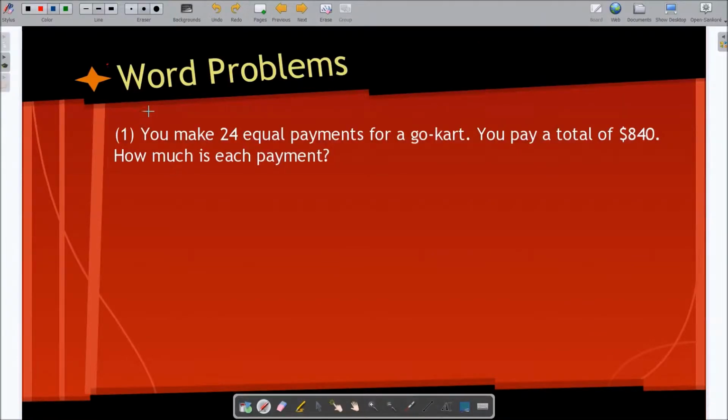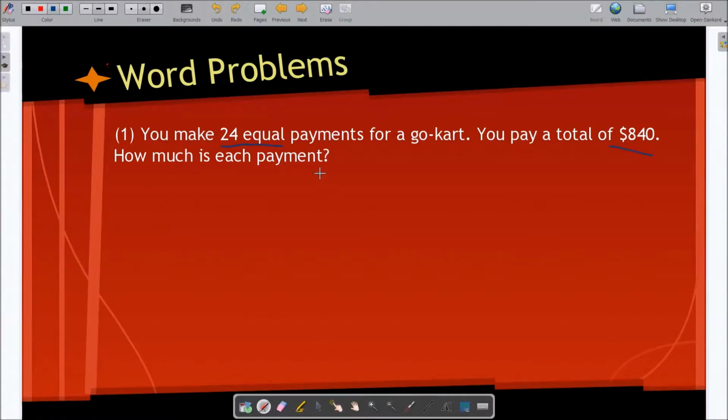There we go. All right, so I'm back. I got the pen working. It needed a little charging. And now we can dive right into some word problems. We've got 24 equal payments for a go-kart, and we have to pay a total of $840. How much is each payment?